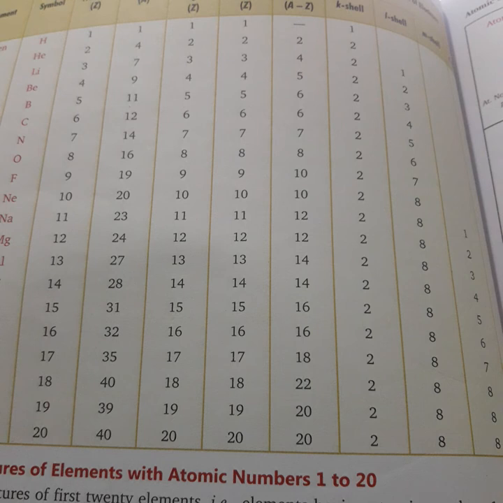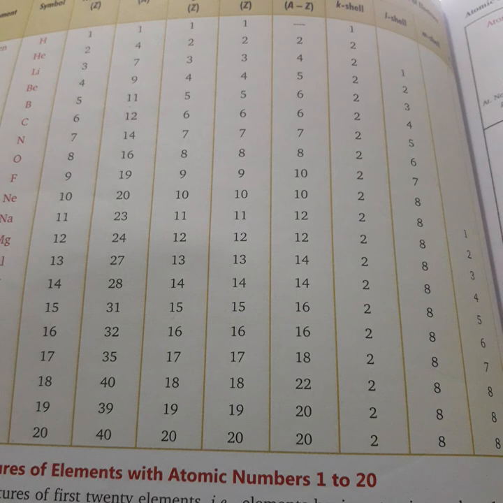It is again a non-metal because it will gain electrons to complete 8 electrons in the valence shell. Same way nitrogen also will gain 3 electrons to obtain a stable electronic configuration. Nitrogen valency is 3, oxygen valency is 2.